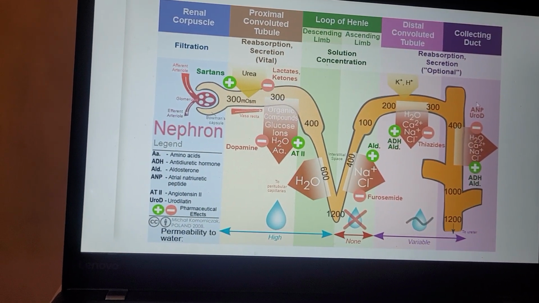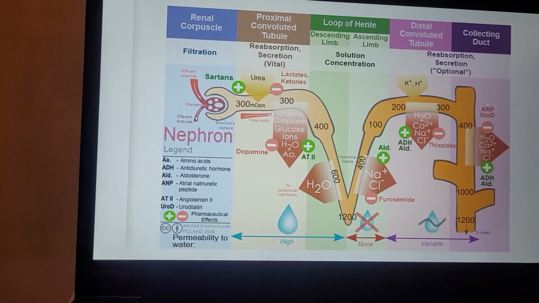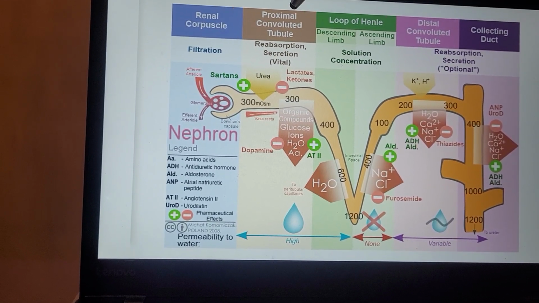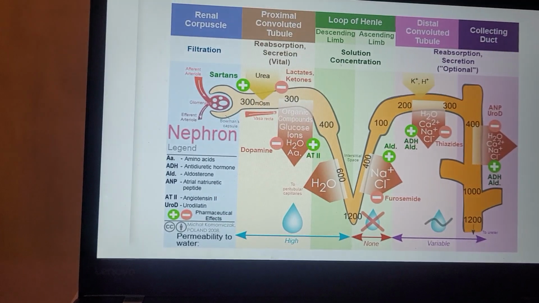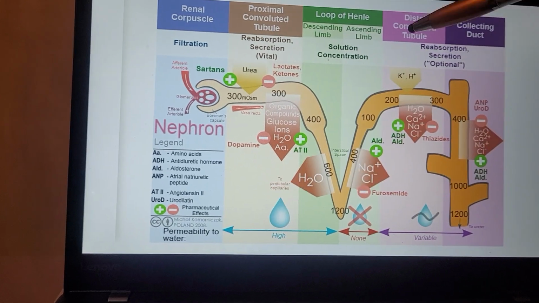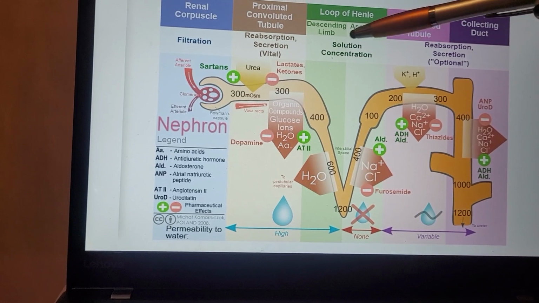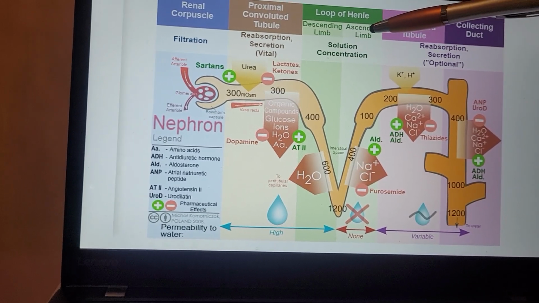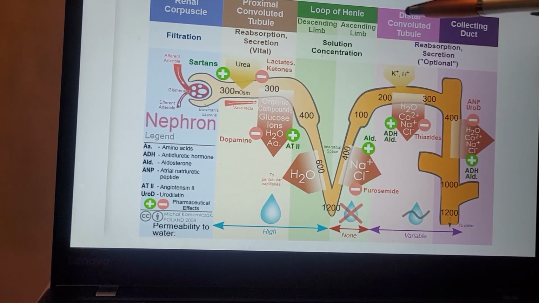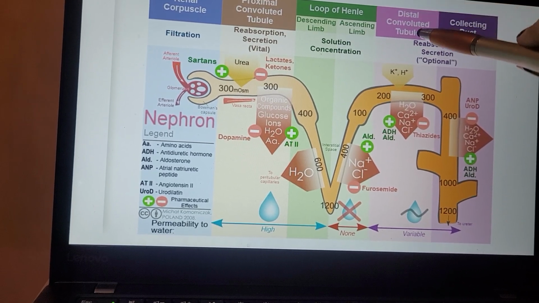I have this nice little graph that I found online. It explains the renal corpuscle. We move on to the proximal convoluted tubule right here. We move down to the loop of Henle, where you find the descending limb and the ascending limb, and then the distal convoluted tubule. We go down this way.